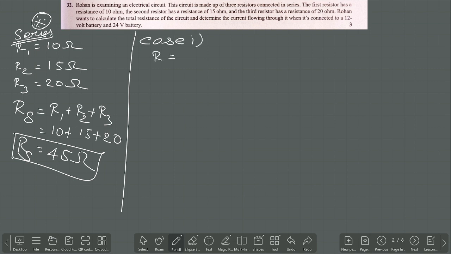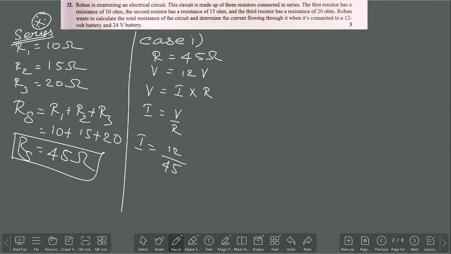Resistance we found, what is the value of resistance? 45 ohm. Case 1, they are saying the potential difference V is equal to 12 volt. What is the Ohm's law formula? V is equal to I into R. I is equal to V by R. I is equal to, what is the value of V? 12 by, what is the value of R? 45. Check whether you are able to simplify the numbers.